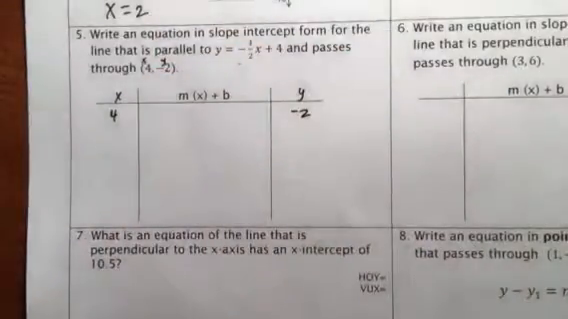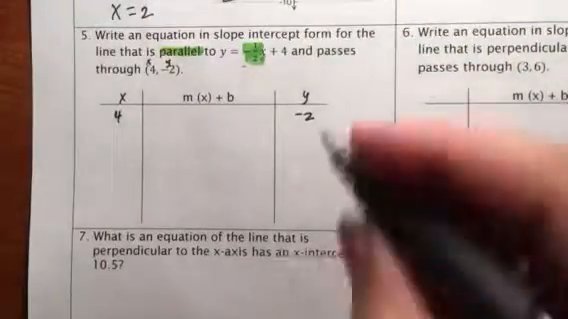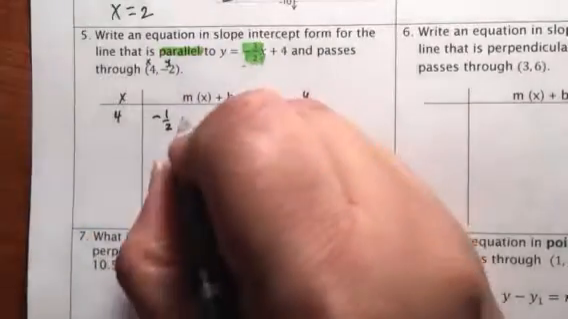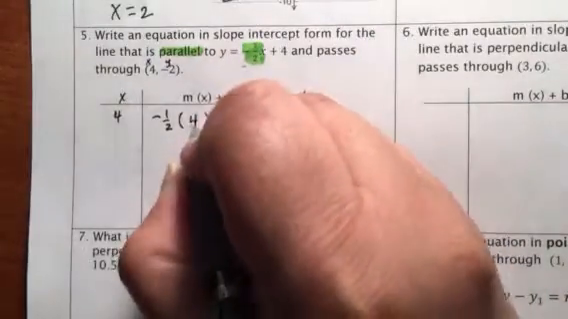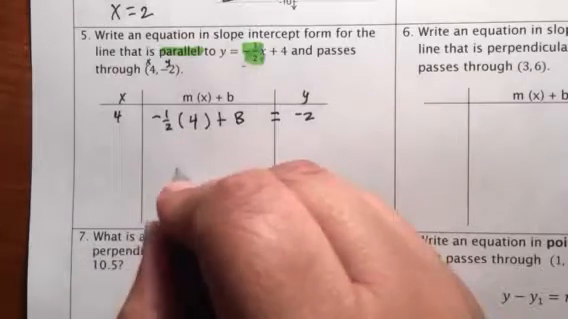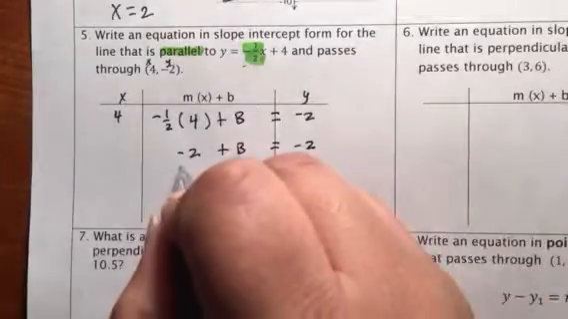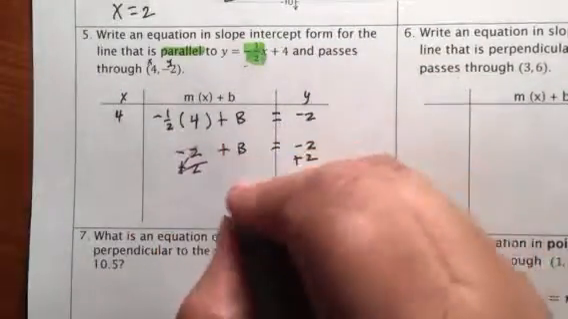And since I know that this is parallel, then I know that this slope remains the same. So since it's parallel, I know that it's going to stay 1/2. And I'm going to put the rest of that so that I can solve for B. So here's 4. When I multiply these two numbers, I get -2. To get B by itself, I have to add 2. So on this one, the 2 goes away, zeroes out.